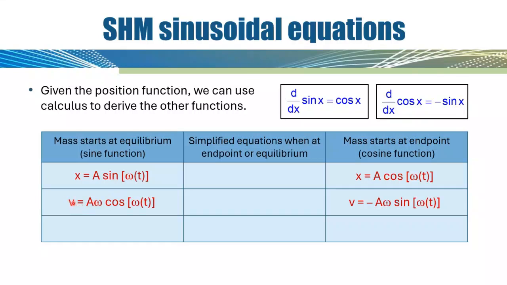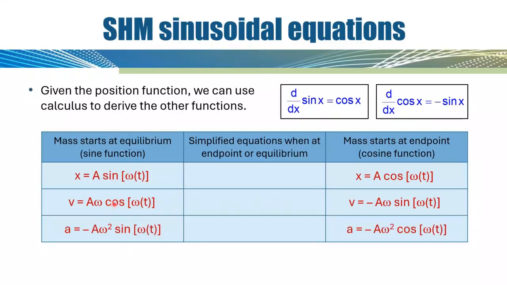So this is the velocity function, which is the derivative of this position function. Let's do the same thing on the other side. So here we have cosine of omega t, and the derivative of cosine of omega t is negative sine of omega t. And again, we take the derivative of omega t, which is omega, and that's how that ends up out front. And now to get the acceleration functions, we're going to take the derivative of these velocity functions.